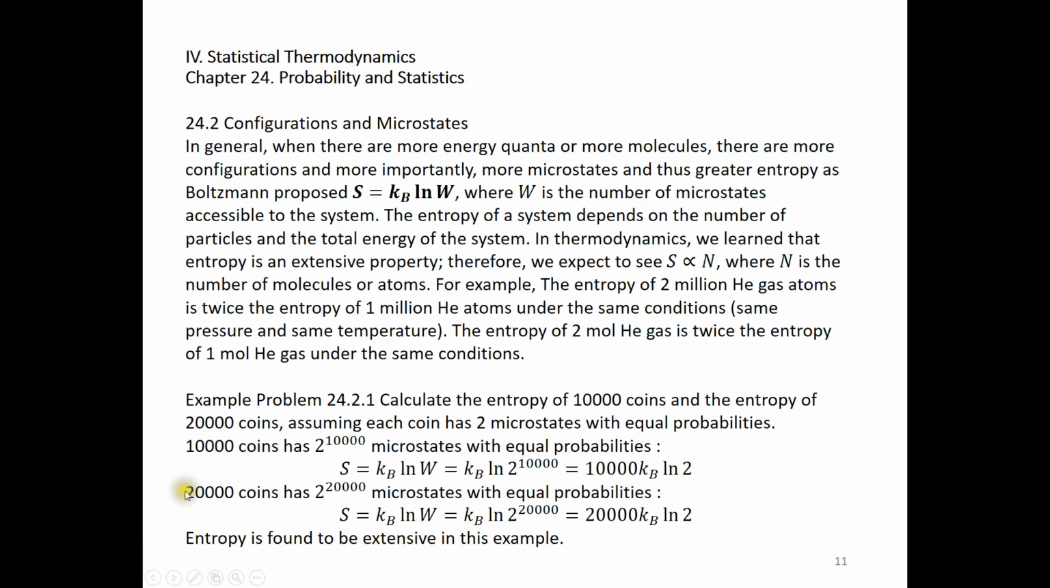What if we have 20,000 coins? Here's the entropy. The entropy of 20,000 coins is twice the entropy of 10,000 coins. Entropy is extensive. Entropy is proportional to the number of coins.